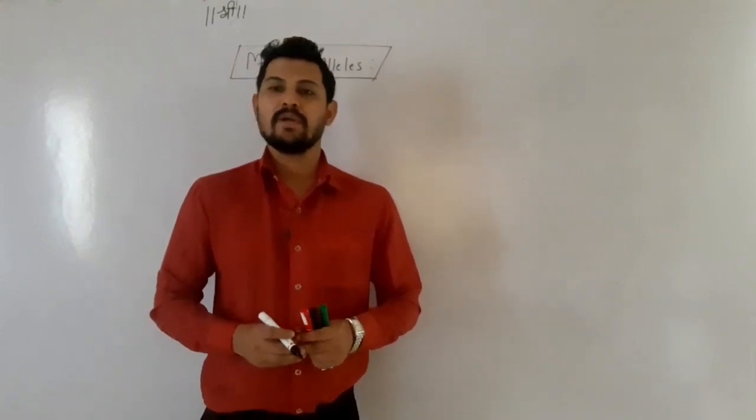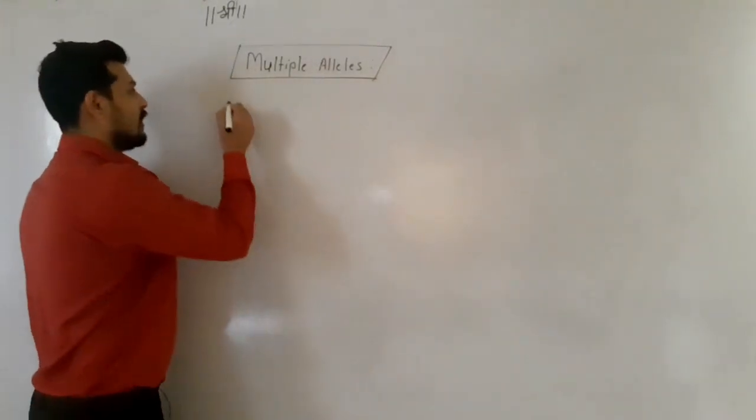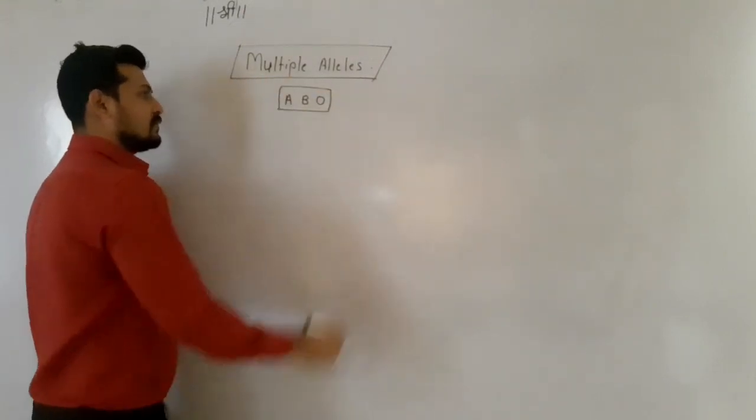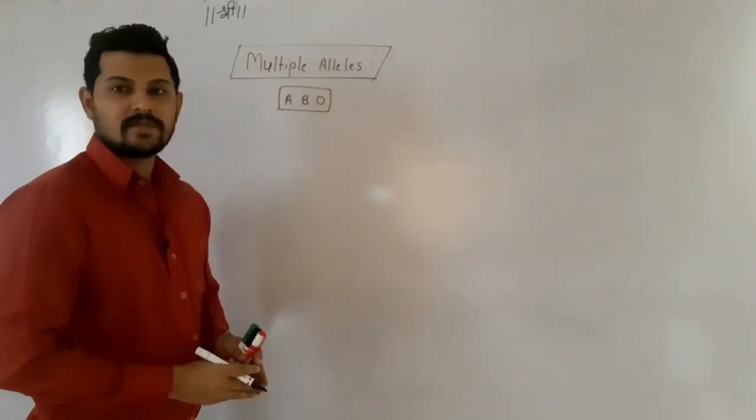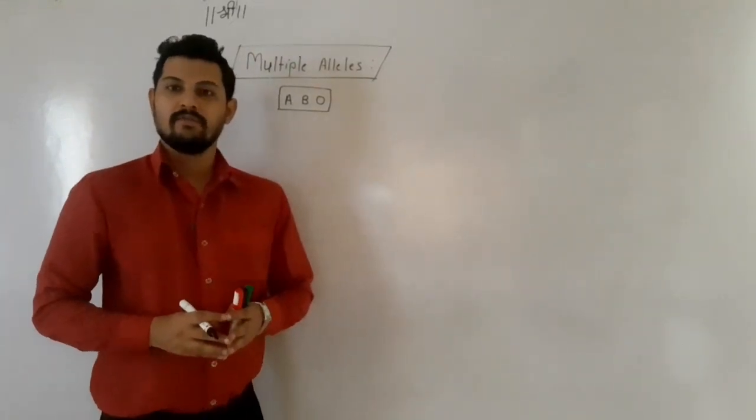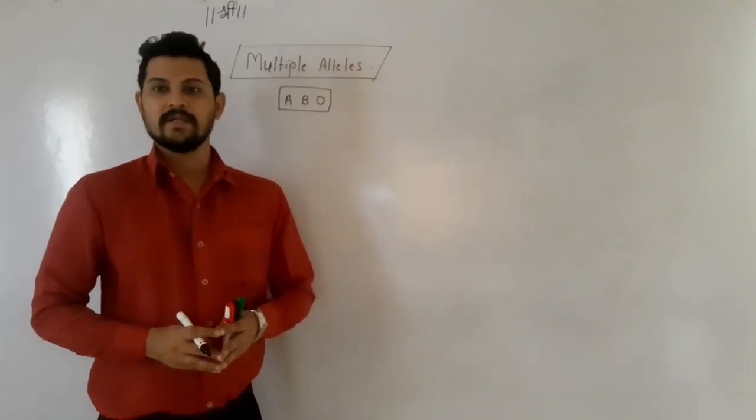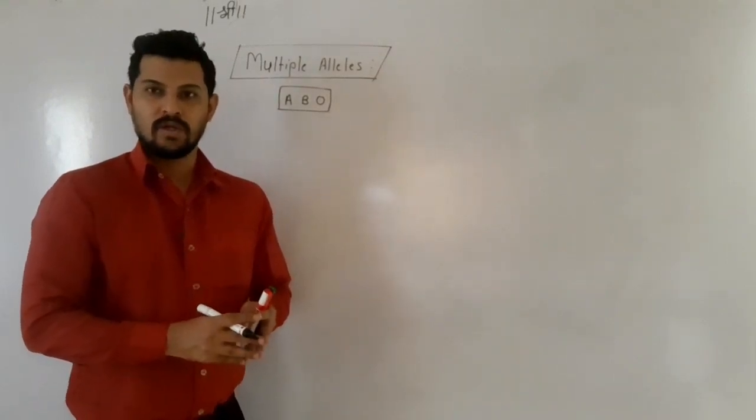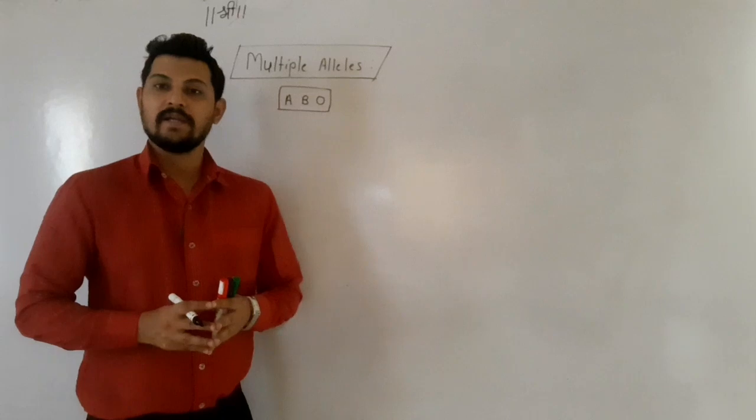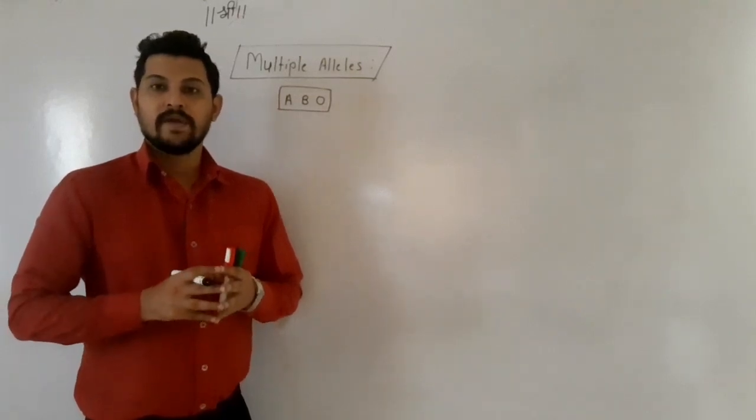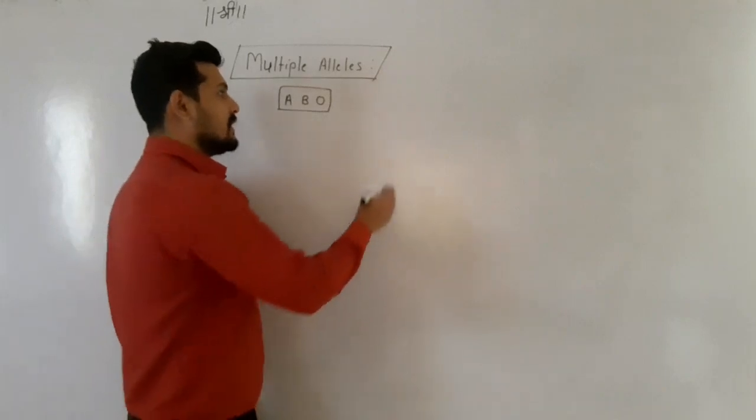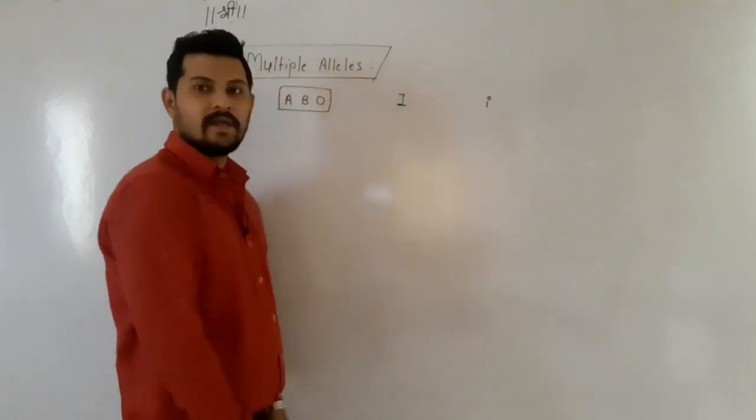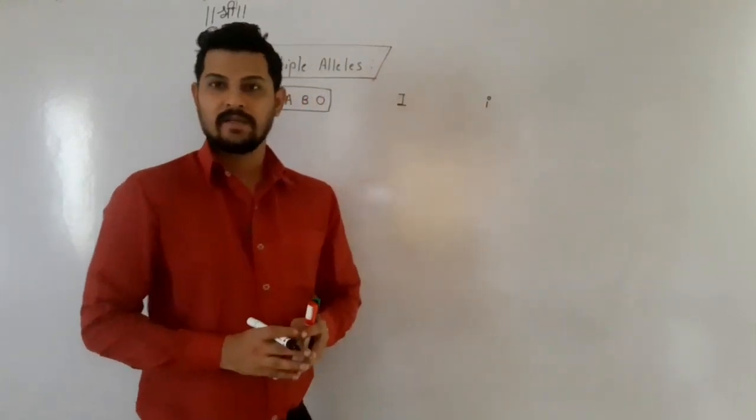So let us take one example of multiple alleles. The famous example is the ABO blood group system. Within a human population, four types of blood groups are present: first is A, second is B, third is AB and fourth is O. These four types of blood groups are decided by two variants of alleles, one dominant allele and another recessive allele.